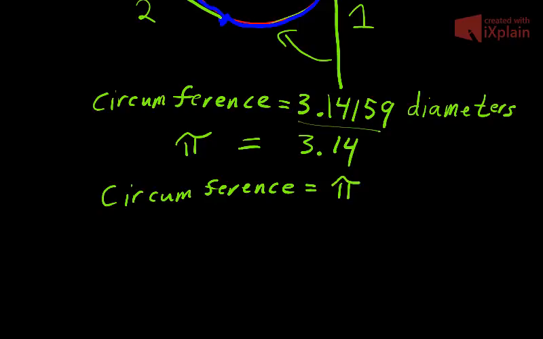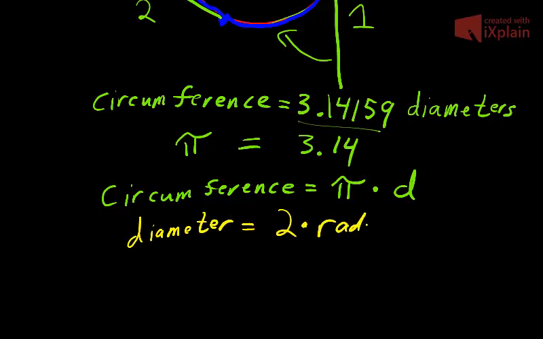Because of that, we can say that our circumference equals pi times the diameter, which we'll call d. But earlier, we also said that our diameter equals 2 times the radius. A radius only goes halfway across a circle. The diameter goes all the way, so you need 2 radii to make a diameter.